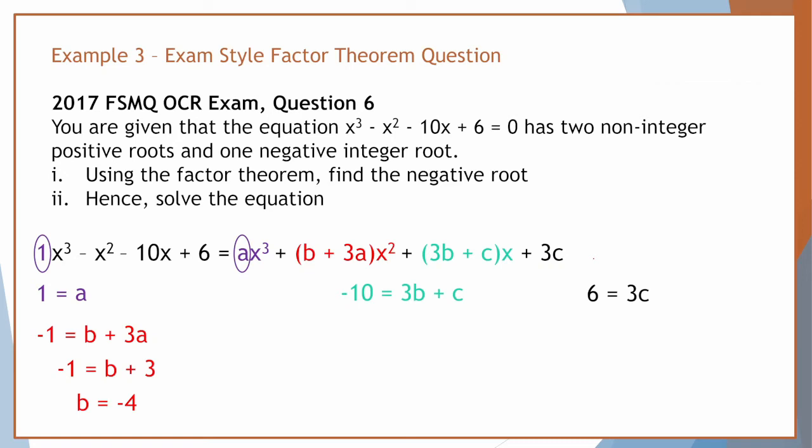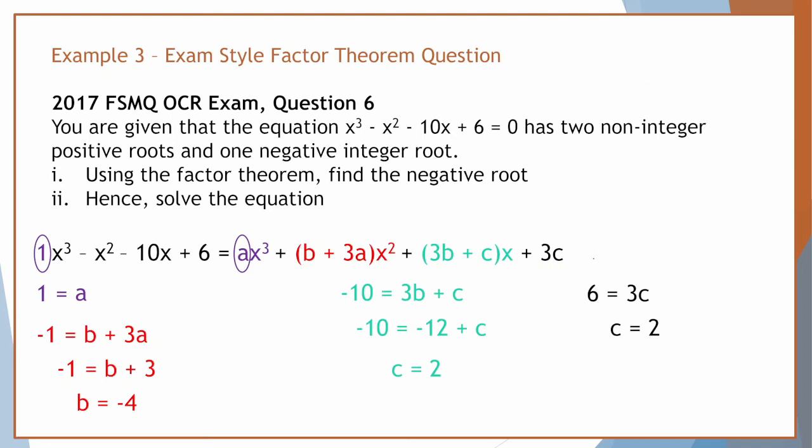Well, we've got a value for b already, don't we? So we substitute that in. We end up with negative 10 equals negative 12 plus c, and c equaling 2. And of course, if we look at 6 equals 3c, we just divide through by 3, and that gives us c equals 2 as well. So now we've got our values for a, b, and c.